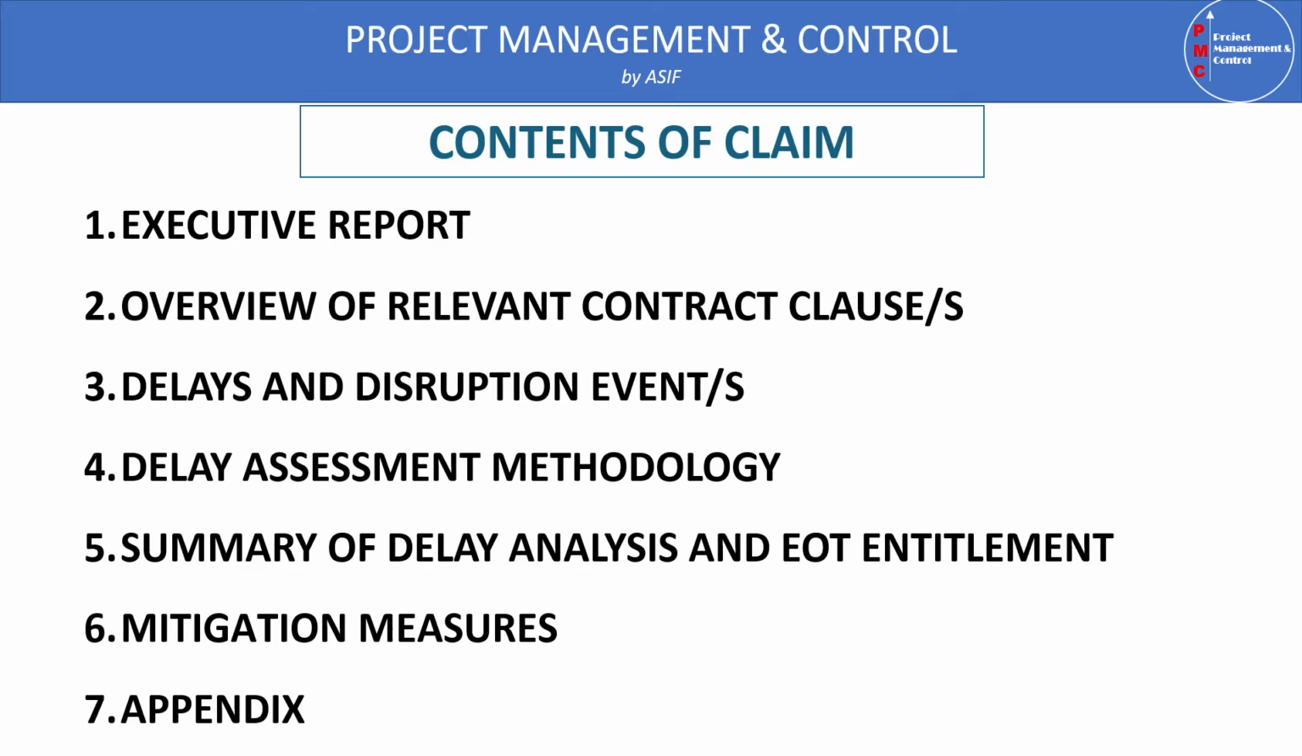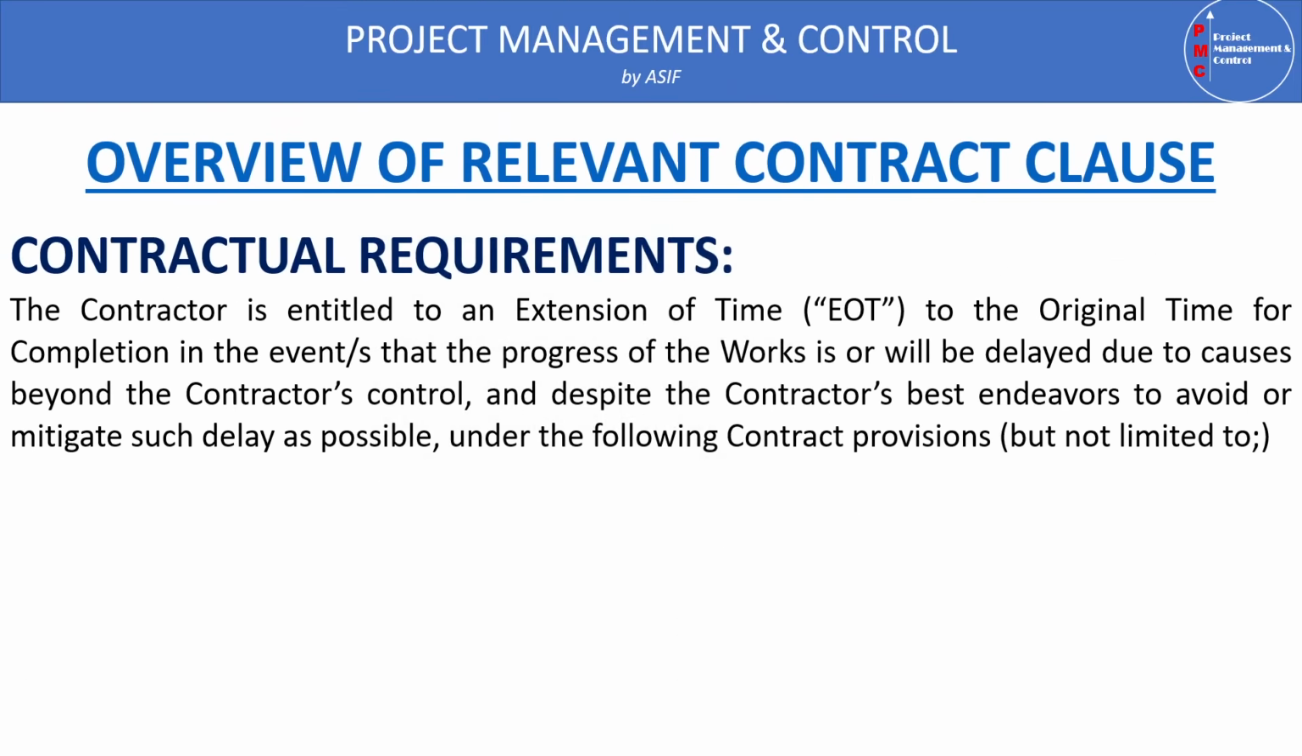So in this video, we'll see the overview of relevant contract clauses which will support or give rise to contractors' claims. Before we start, we'll see the contractual requirement. The contractor is entitled to an extension of time (EOT) to the original time for completion in the events that progress of the work is or will be delayed due to causes beyond the contractor's control and despite the contractor's best efforts to avoid their impact or to mitigate such delay as much as possible. The contractor is entitled to the extension of time claim under the following clauses.